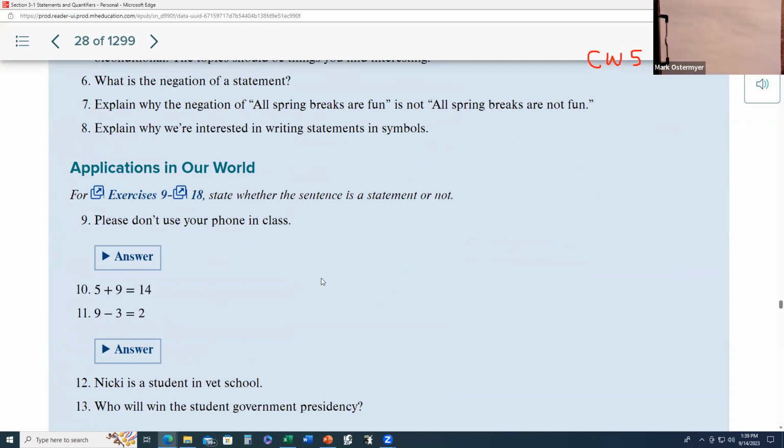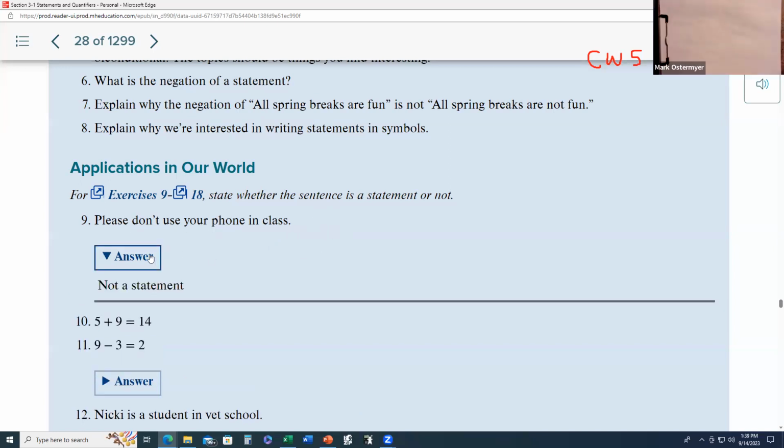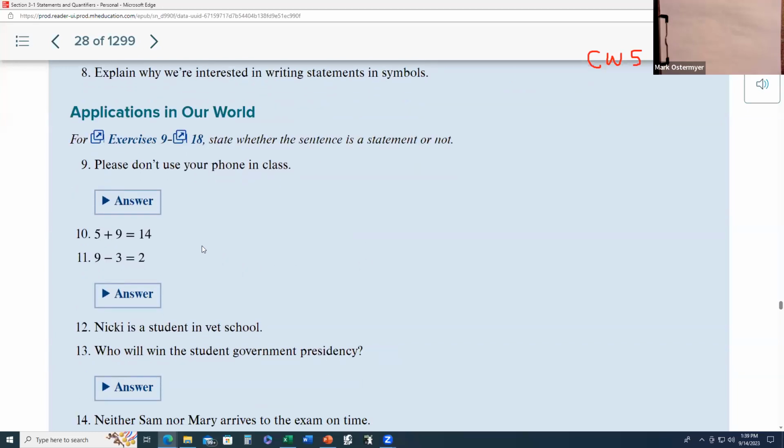All right, number 9. Is this sentence a statement or not a statement? What do you think? "Please don't use your phone in class." Not a statement. Yeah, we can't really prove if that's true or false. That's kind of like a command, isn't it? Yeah, this is not a statement. Let's check the answer. Yeah, it's not a statement. All right, how about number 10? Is that a statement? Yes. That's obviously a statement. I mean, it's obviously true or false. And in this case, it's true. That's a statement. Number 11 is a statement.